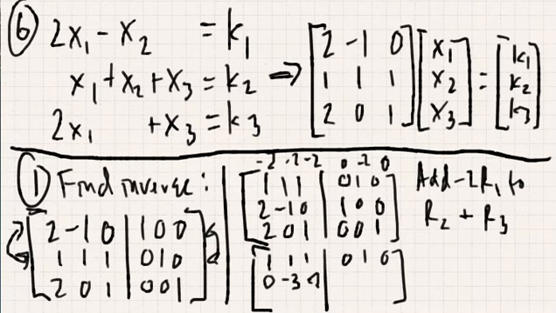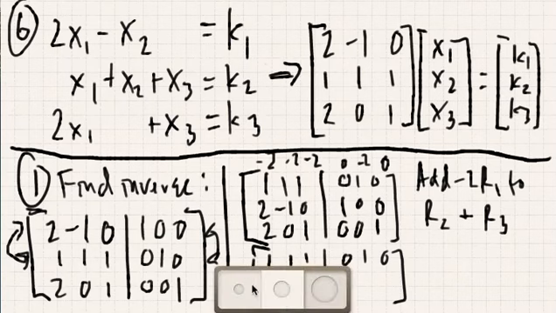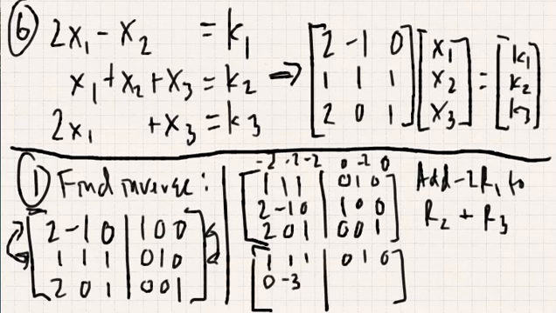Let me erase that and make it look a little bit nicer. That's -2. 0 plus 1 is 1. -2 plus 0 is -2. 0 plus 0 is 0. -2 plus 2 is 0. -2 plus 0 is -2. And -2 plus 1 is -1. 0 plus 0 is 0. -2 plus 0 is -2. And 0 plus 1 is 1.